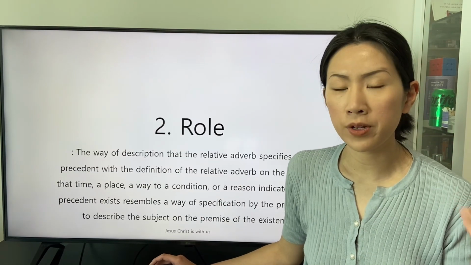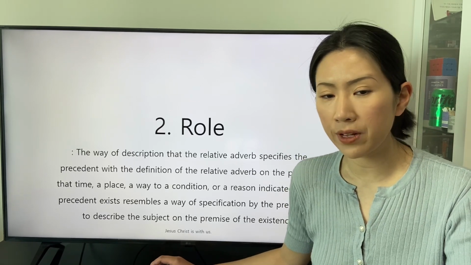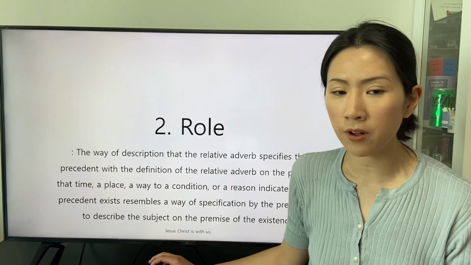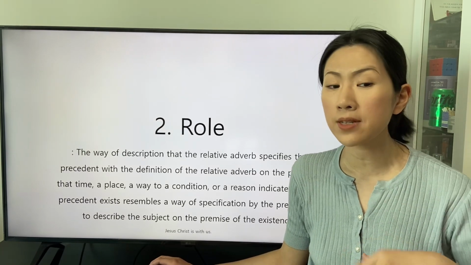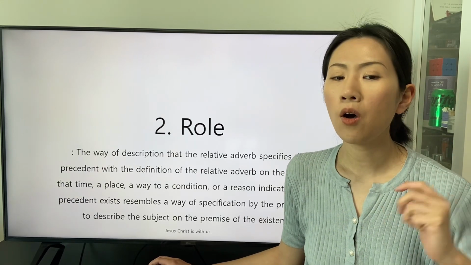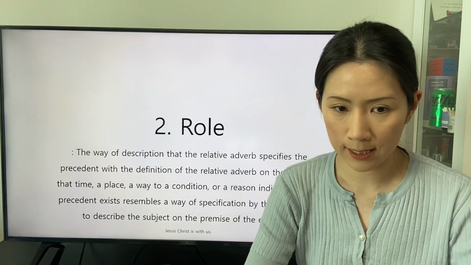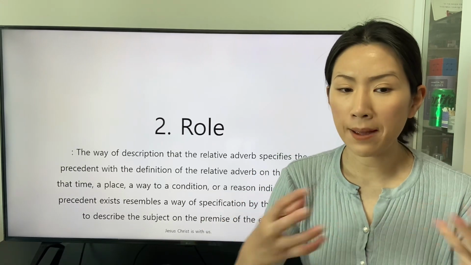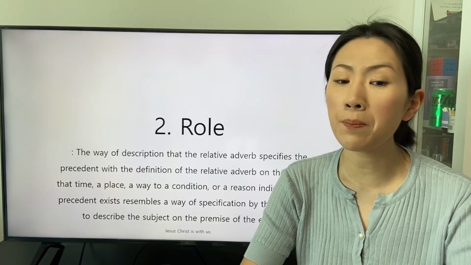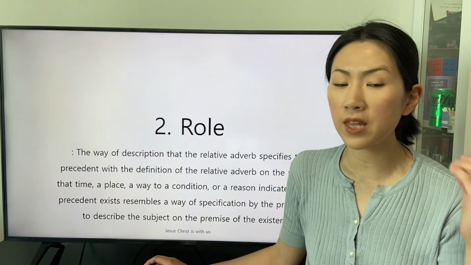The role of the relative adverb is this: the way of description that the relative adverb specifies the precedent with the definition of the relative adverb on the premise that time, a place, a way to a condition, or a reason indicated by the precedent exists. It resembles a way of specification by the preposition to describe the subject on the premise of the existence.